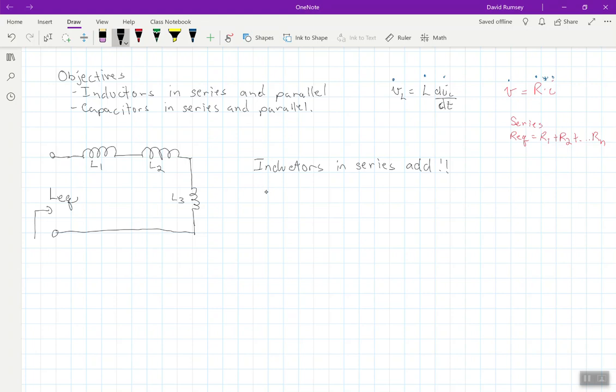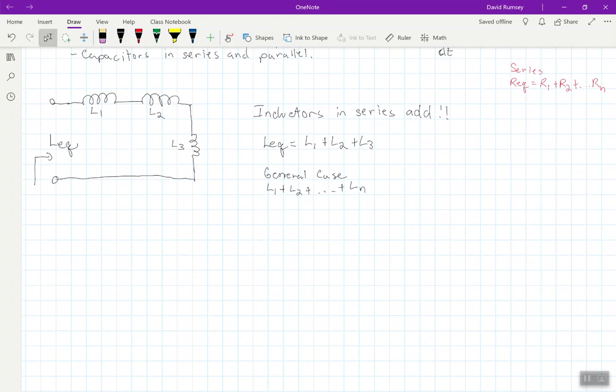And so we get an equivalent inductance of L1 plus L2 plus L3 for this particular circuit. Of course, the general case would be L1 plus L2 plus dot dot dot Ln, where Ln is just representing how many inductors we have in series.